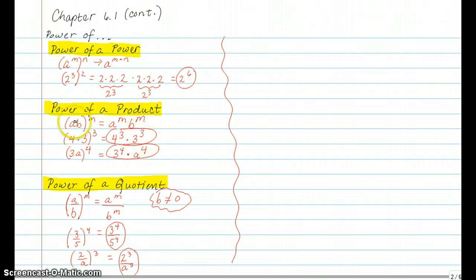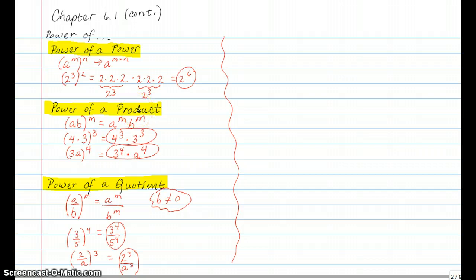This one's a little more typical of when you use a power of a product. So the product is 3 times a, 3a. You're taking it to the power of 4. So when you apply the property, that would be 3 to the 4th power times a to the 4th power. Much more common. We could simplify 3 to the 4th power further, but we're not. We're just applying the power of a product.